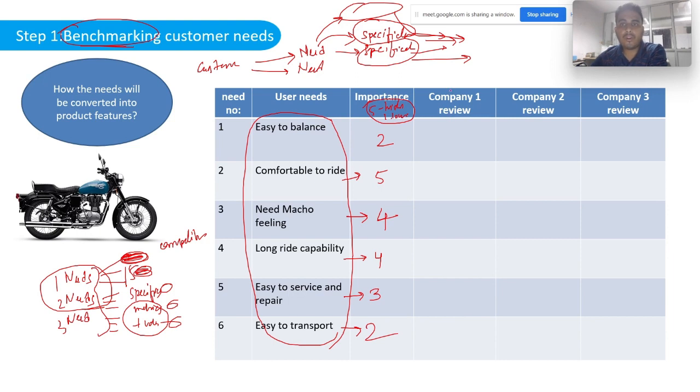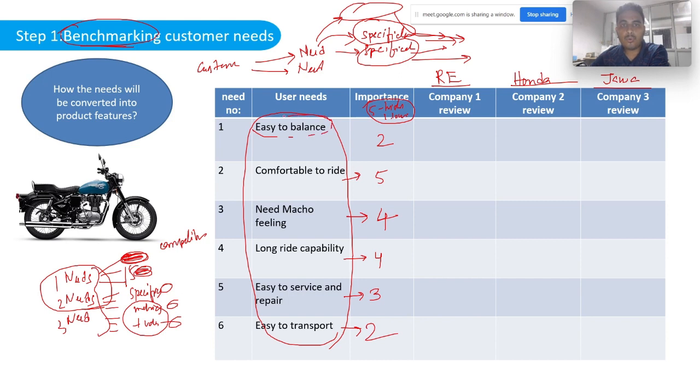Now you check what the competitors are doing and what sort of reviews they got from customers. Can you name a few classic bike companies? First one is Royal Enfield. I guess Honda also provides classic bikes. Honda has a very new one. And Java. Okay, so what we do here is basically see easy to balance.